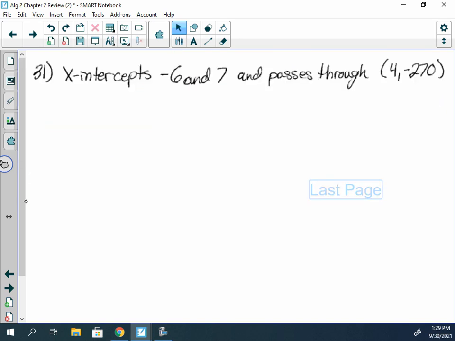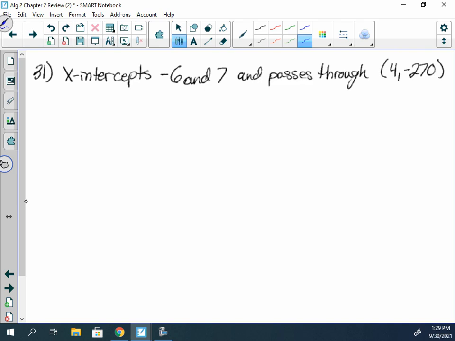Let's look at the last one. It tells us that the x-intercepts are -6 and 7. Well, we also know, since they gave us two points, that (-6, 0) and (7, 0) are the x-intercepts, because the value of y at the x-intercept will always be 0.